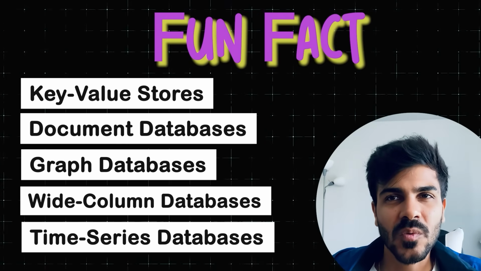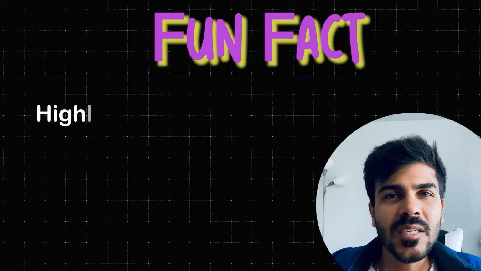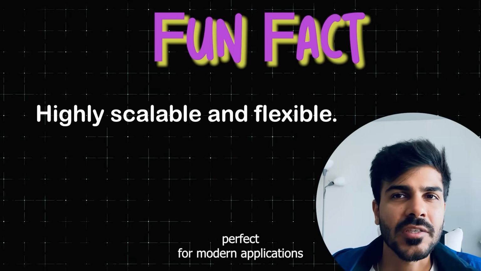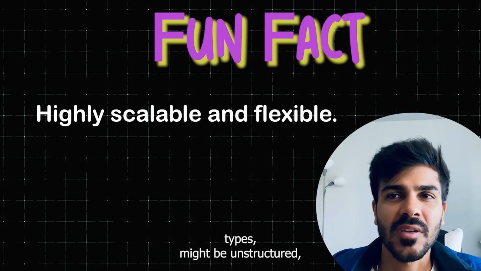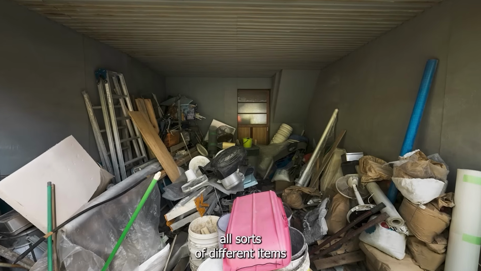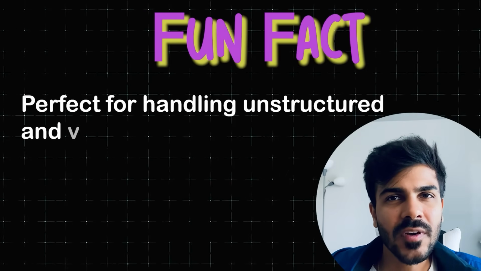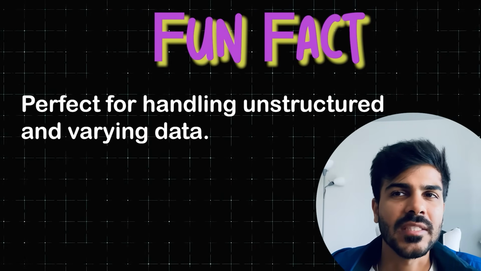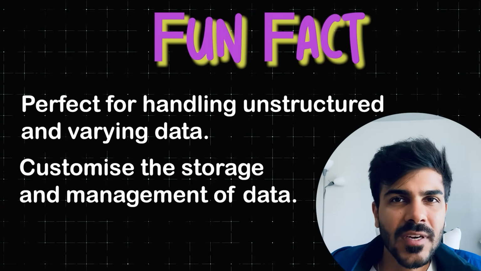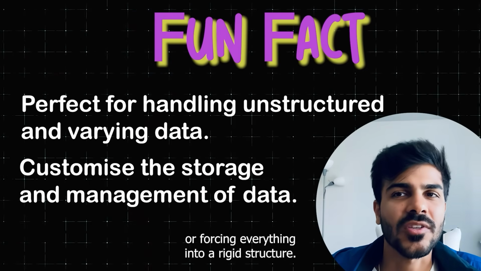Some popular examples of NoSQL databases include MongoDB, Cassandra, DynamoDB. These databases are designed to be highly scalable and flexible, perfect for modern applications that deal with a variety of data types. Might be unstructured, might be structured, whatever. So just like how a storeroom can handle all sorts of different items without any strict organization, NoSQL databases are perfect for handling unstructured and varied data. They give us the flexibility to store and manage data in a way that fits our needs without wasting space or forcing everything into a rigid structure.